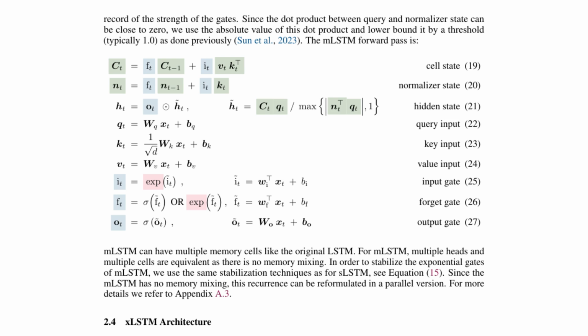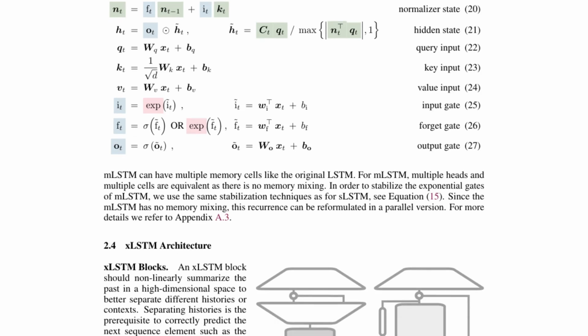The mLSTM forward pass is, see formulas 19 through 27. mLSTM can have multiple memory cells like the original LSTM. For mLSTM, multiple heads and multiple cells are equivalent as there is no memory mixing. In order to stabilize the exponential gates of mLSTM, we use the same stabilization techniques as for sLSTM, see equation 15. Since the mLSTM has no memory mixing, this recurrence can be reformulated in a parallel version. For more details, we refer to Appendix A.3.